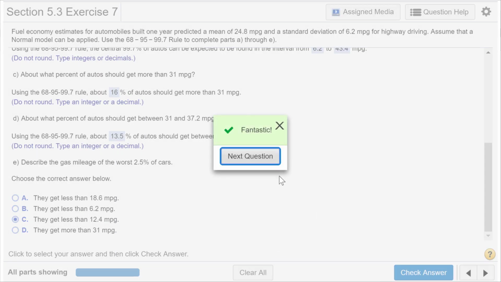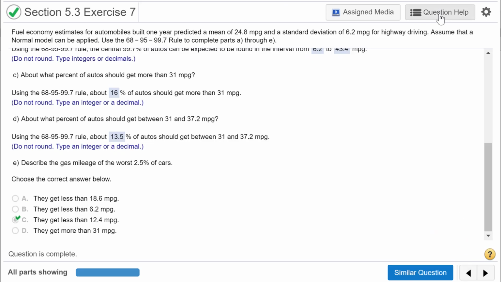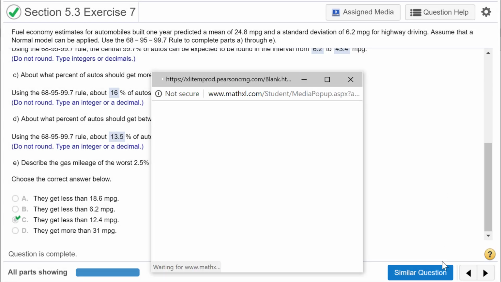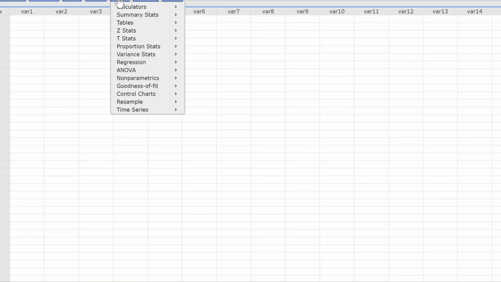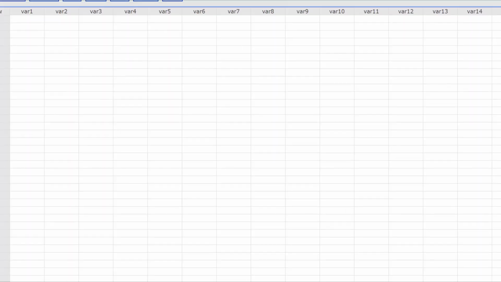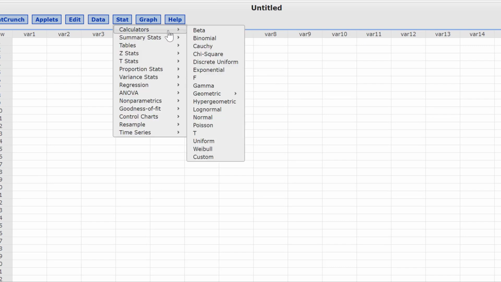Looking good. Let me show you quickly how to do this in StatCrunch while we're here. It's good that you can use the 68, 95, 99.7 rule. It comes up quite a bit. So let me go open StatCrunch. Go up to question help, StatCrunch. Okay, so we're going to go to Stat, Calculators, and it is a normal calculator.